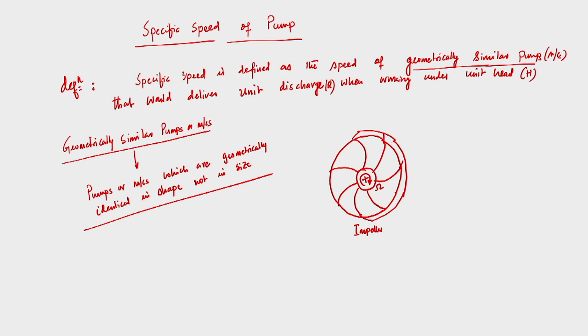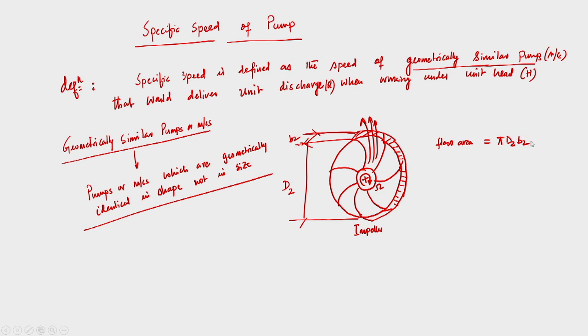And this is the flow area. Water, or fluid, will go out from the impeller through the passage between two adjacent blades. If the diameter of the impeller, which is circular in shape, is D2 and the width is B2, then the flow area, this is very important, is equal to pi D2 into B2.